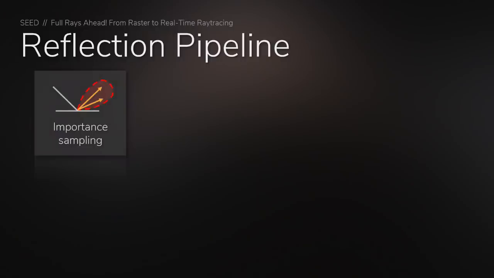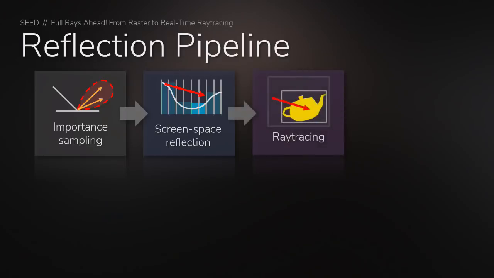First we start by generating rays with BRDF importance sampling. This basically means that the rays follow the properties of the material. Then, scene intersection can be done either via screen space reflections or ray tracing. And like I said, in the end we only ray trace, but we support both.